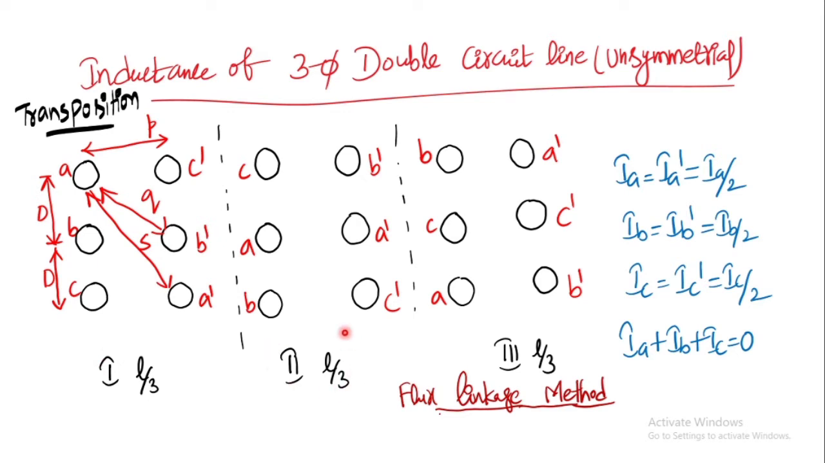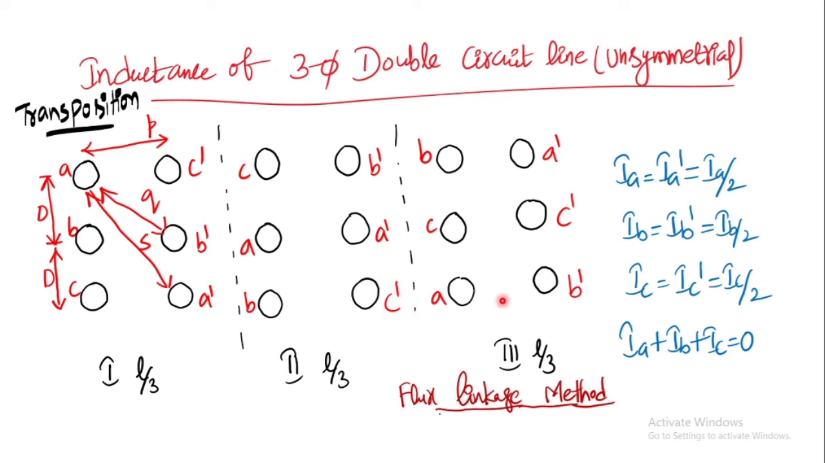Next, for the second L by 3 distance, when you recall your transposition cycle, which we have covered in the previous classes, A is moved to B position. So, here you will have A, and B is moved to C position. So, you will have B here, and C is again moved to A position. Similarly, here A dash is moved to B dash position. So, you have A dash here, and B dash is moved to C dash position. So, you have B dash here, and C dash is moved to A dash position. So, you have C dash here.